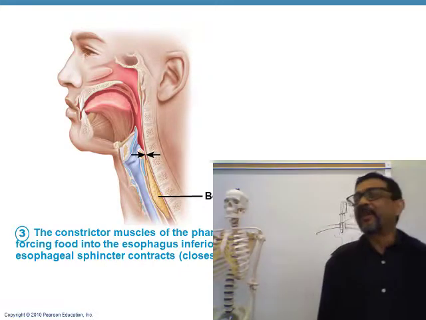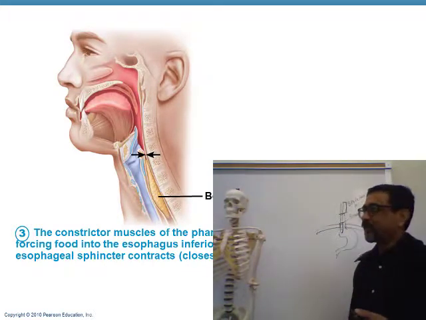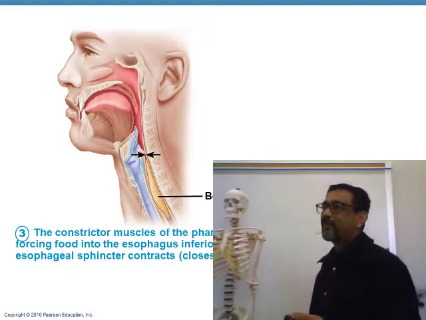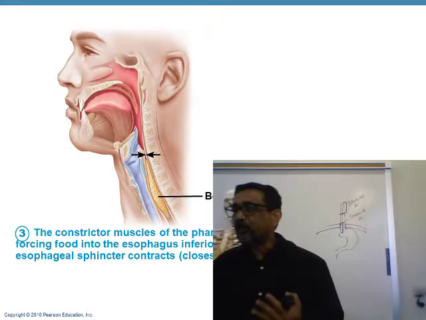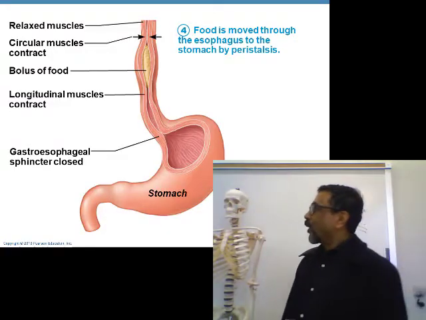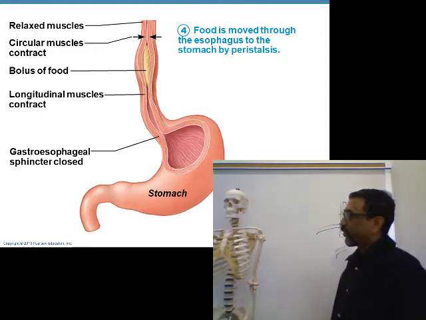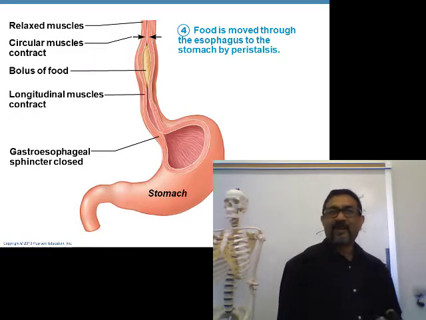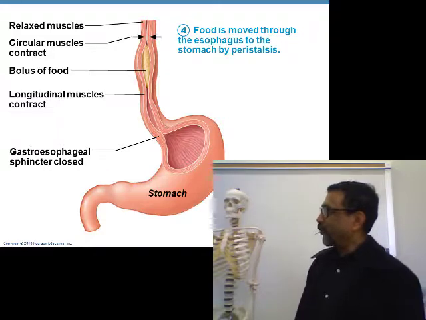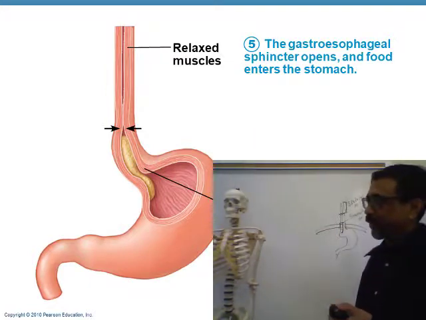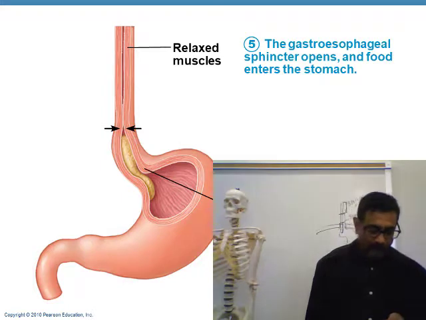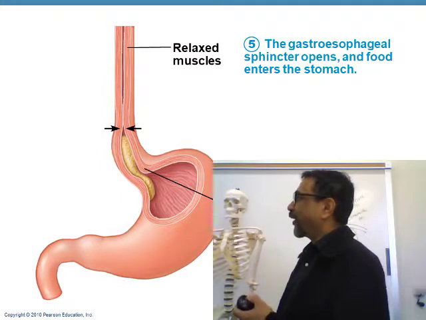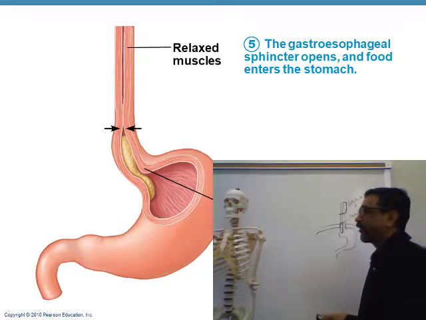Now, at the lower end of the esophagus, you have another sphincter that is called gastroesophageal sphincter. Makes sense. Gastro means stomach, esophagus. It is between the esophagus and the stomach. This sphincter remains closed, only opens when the food bolus arrives at it, and it will quickly open and let the food bolus get into the stomach. Once the food bolus is in the stomach, it will get closed again. So those are the things that happen during swallowing, and how swallowing or deglutition occurs.